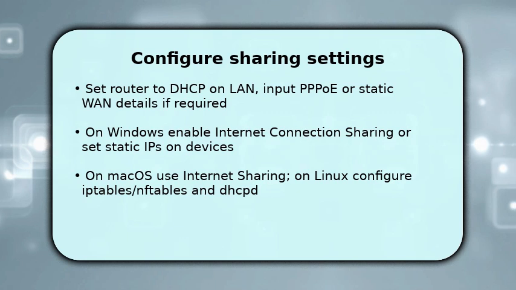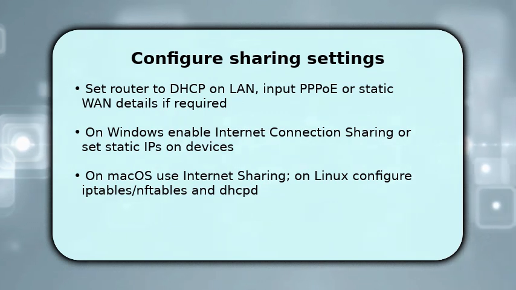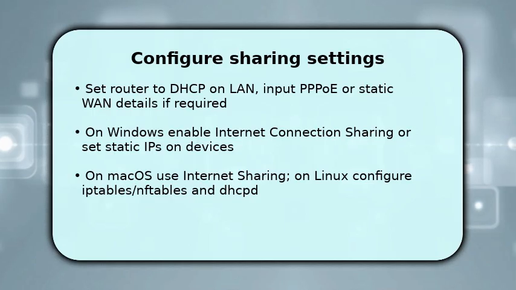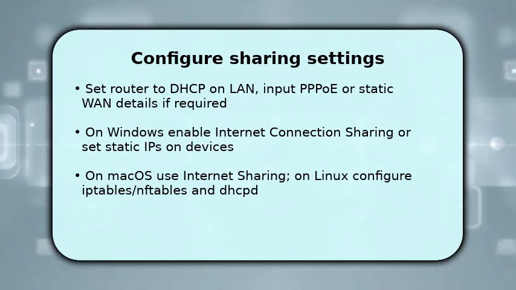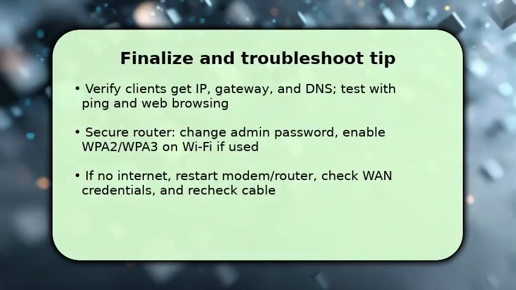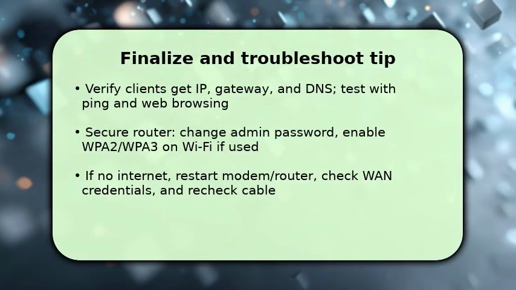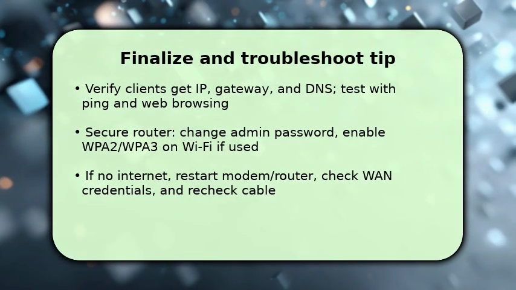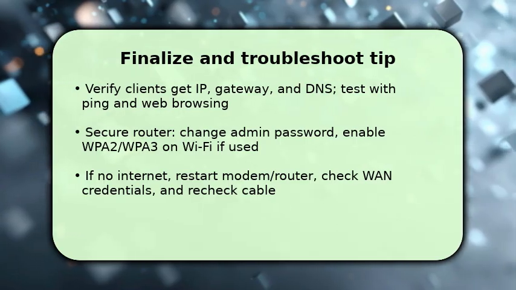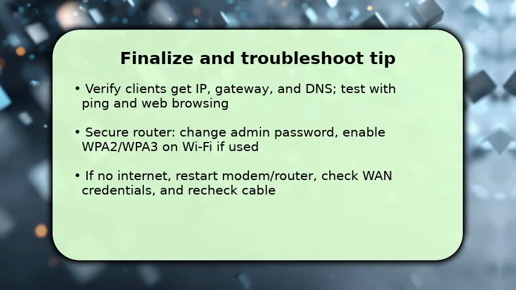Once configured, connect client devices to the router LAN or switch so they receive addresses and gateway info automatically. You finish by testing connectivity. On a client, confirm IP, gateway, and DNS, then ping 8.8.8.8 and load a web page.